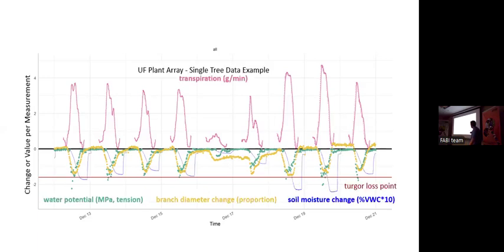I just want to point out that it's really important to actually monitor the plant water status and not just think that soil moisture is going to tell you what you need to know. The soil moisture here for this plant is shown in the blue line. And you can see that soil moisture decline lags after the water potential and branch variation decline.